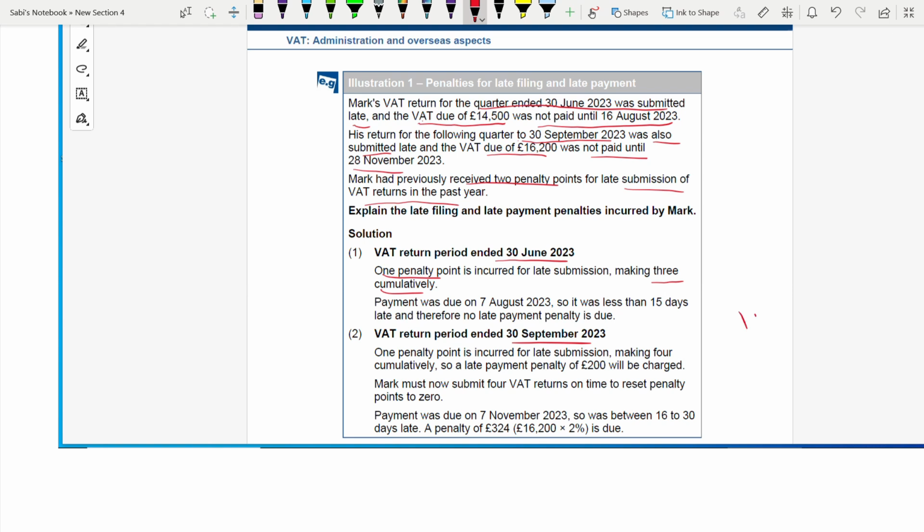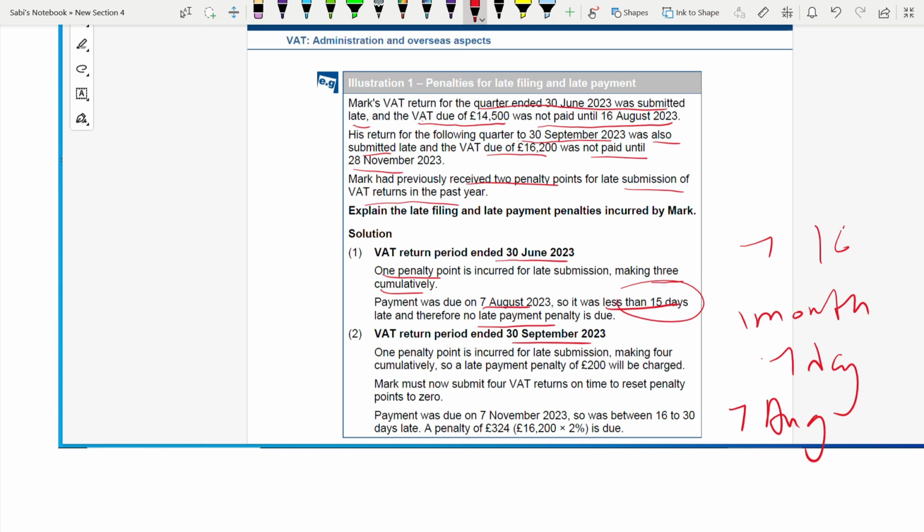One month, 7th day. One month, 7 days from 30th June will be 7th August. You are supposed to pay by 7th August, but you are not paying until 16th August. So 7 to 16 is less than 15 days. So no penalty. Because it's less than 15 days, there is no late penalty. This is why you need the table to decide.